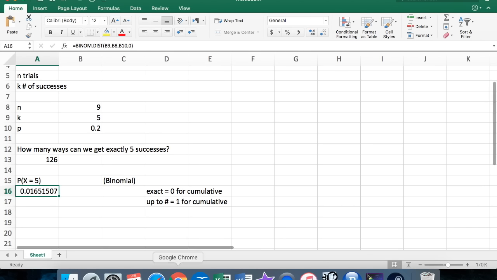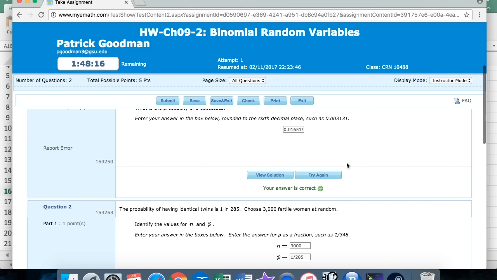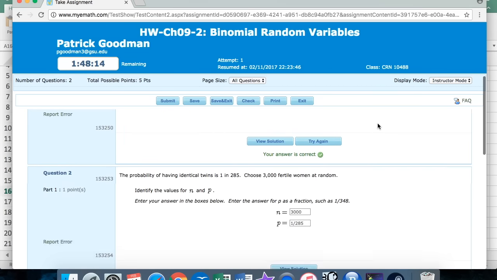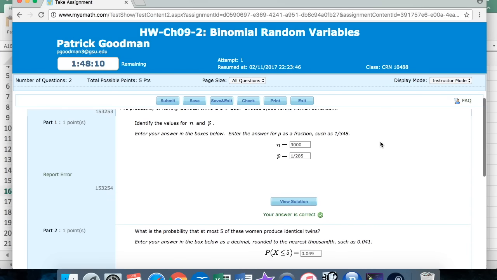You copy this over and paste it, and you see we get the right answer, to the 6th decimal place. Okay, so here we go.